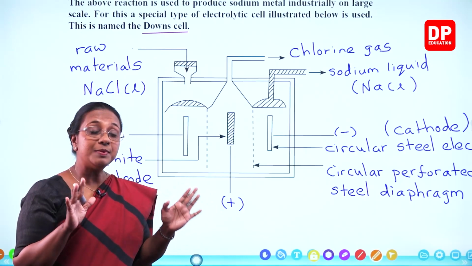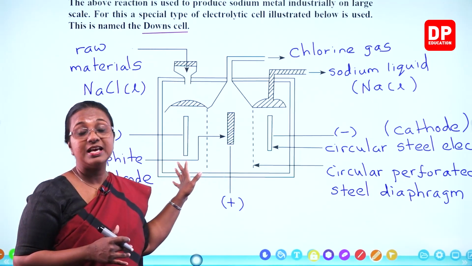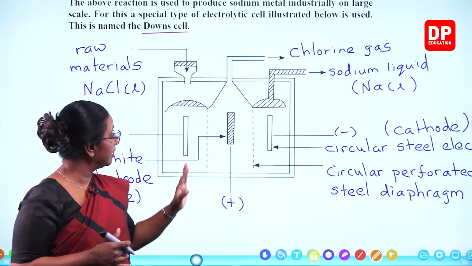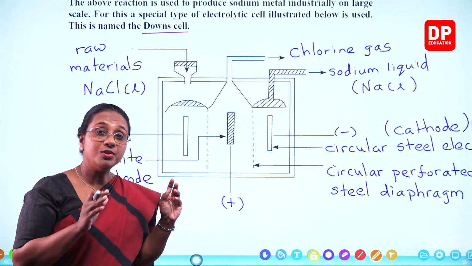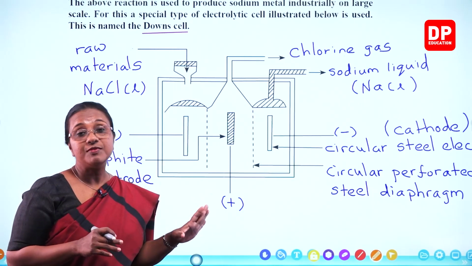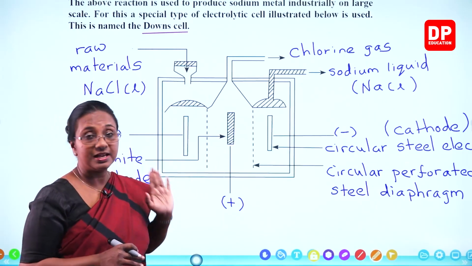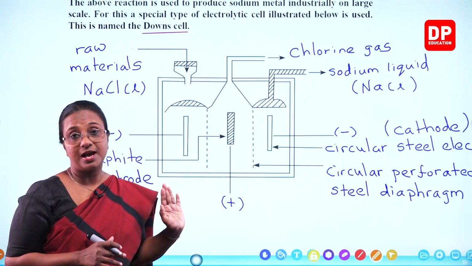The percentage of calcium chloride that is mixed with sodium chloride does not interfere with the electrolysis process. Although there is calcium chloride, still sodium will be reduced and sodium metal will be produced, and chlorine gas will be the byproduct.